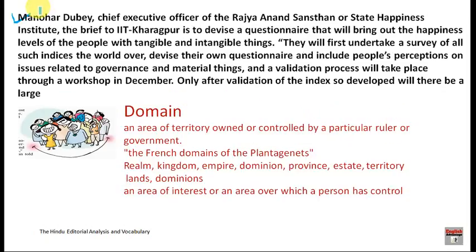Now let us discuss some word meanings. Domain means an area of territory owned or controlled by a particular ruler or government. Okay, domain, it's a very good word. The French domains of the Plantagenets. Realm, kingdom, empire, dominion, province, state, territory, lands and dominions. So these are the equivalent or synonym words for domain, and it also implies another meaning, that is an area of interest or an area over which a person has control. So domain is a very good word.